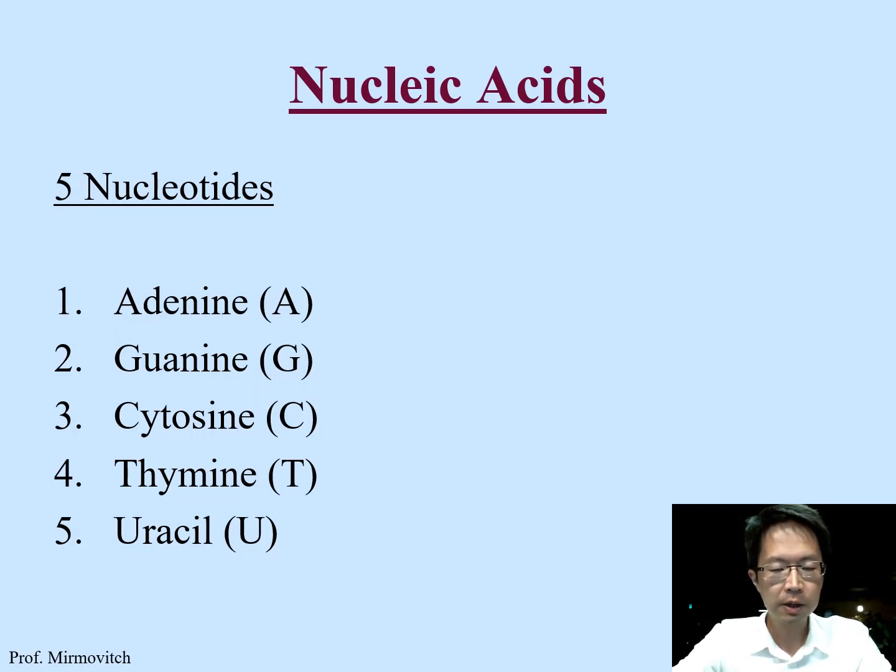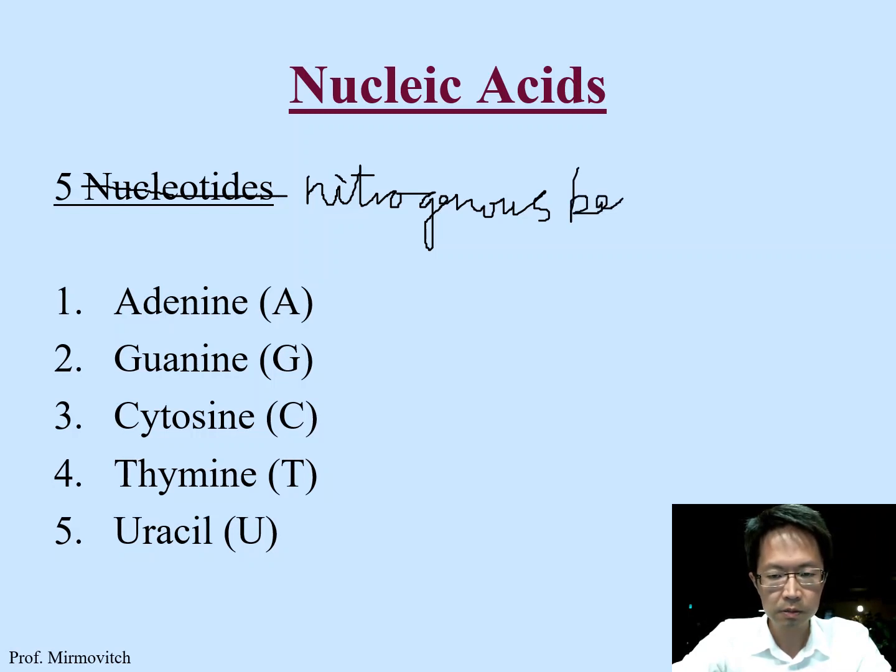Okay, these are the 4 types of nucleotides. What do you mean 4 types? Actually, these are 5 types of, I don't want to say nucleotides, I would say 5 types of nitrogenous bases. You have adenine, guanine, cytosine, thymine, and uracil.